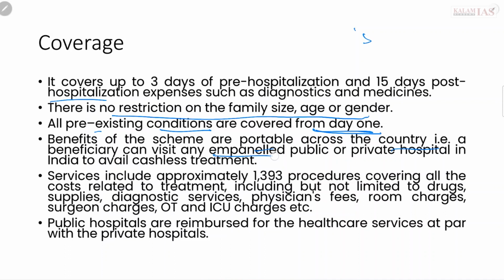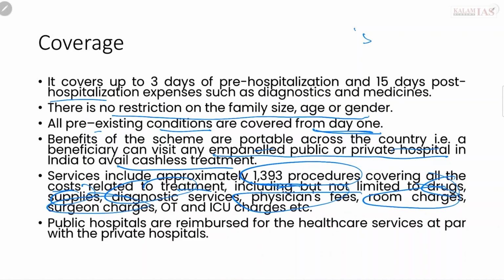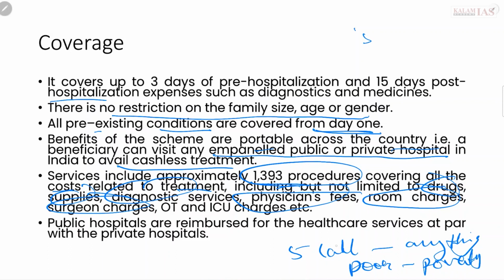A beneficiary can visit any empaneled public or private hospital to avail cashless benefit. The services include approximately 1393 procedures covering all the costs related to treatment, including drugs, supplies, diagnostics, physician fees, room charges, surgeon charges, OT, ICU charges, etc. So all operation theatre and intensive care unit costs will also be covered, and up till rupees 5 lakhs you don't have to pay anything. Okay, so that poor people don't end up losing and getting deeper into poverty. This saves lives very effectively.